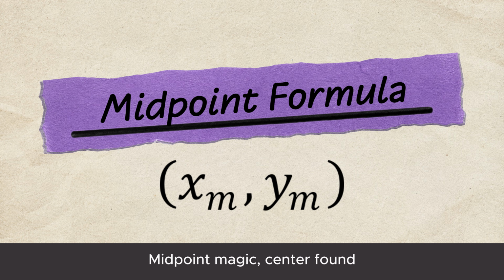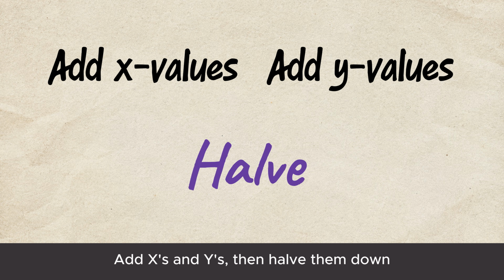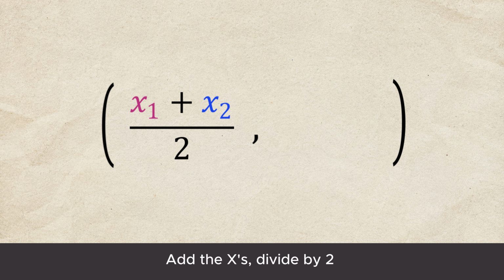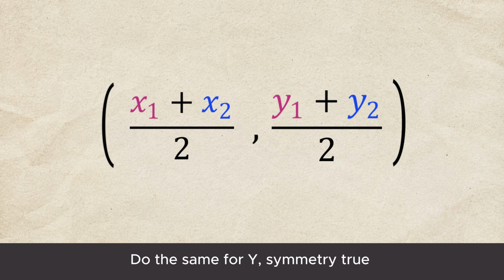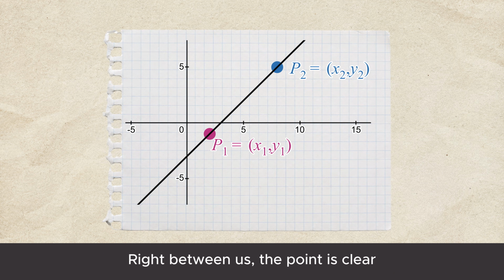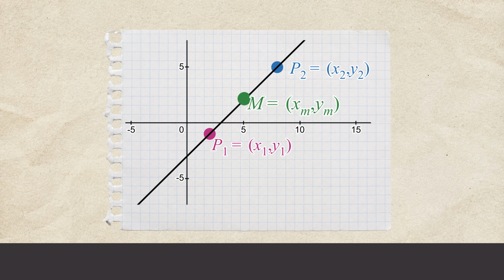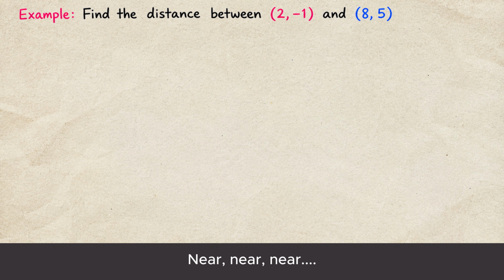Midpoint magic, center found. Add the x's and y's and halve them down. Add the x's, divide by 2. Do the same for y. Symmetry true, right between us, the point is clear. Halfway there, you're always near.